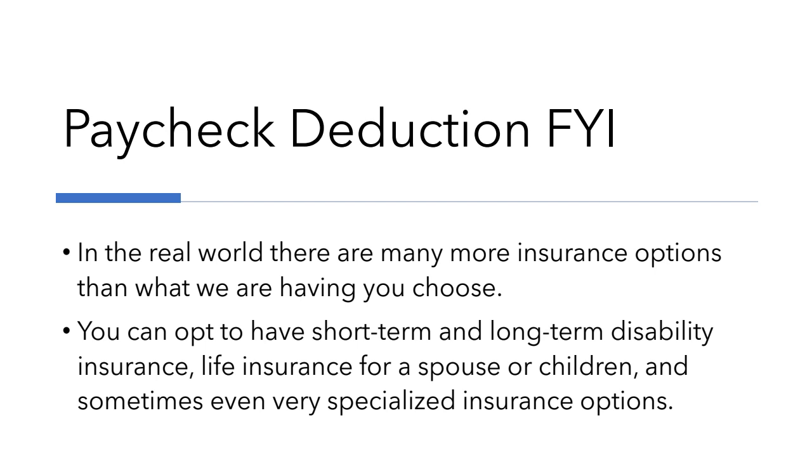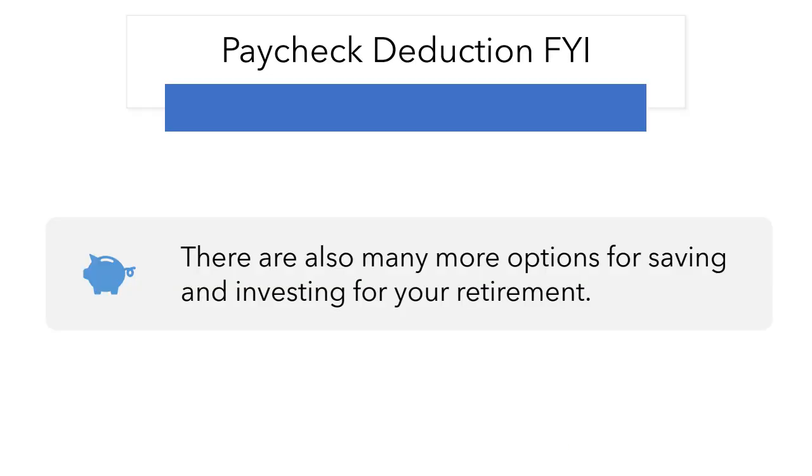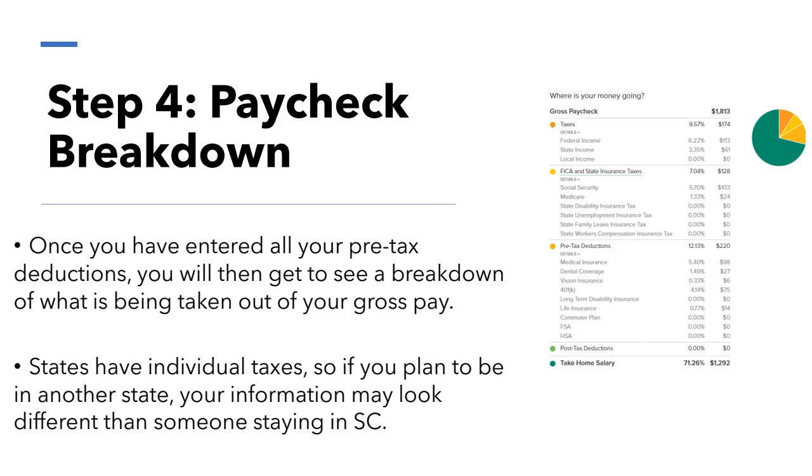All right. So the paycheck deduction FYI. In the real world, there are many more insurance options than the ones that we're having you look at, but there are so many to look at. We didn't want to put all those on there. You can opt for short-term and long-term disability insurance, life insurance for your spouse or children, and sometimes even specialized insurance plans. There are also many more options for saving and investing for your retirement.